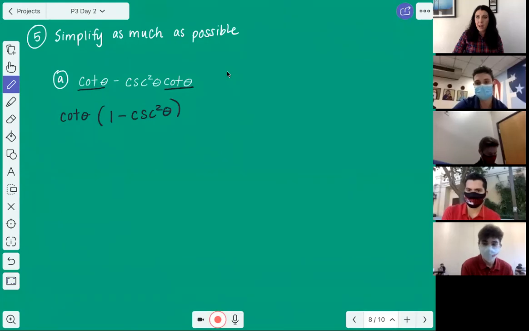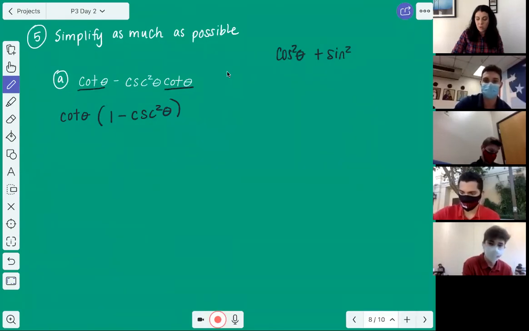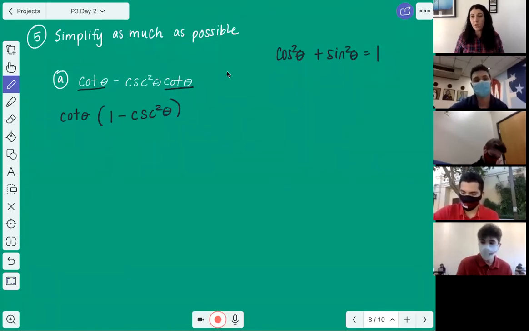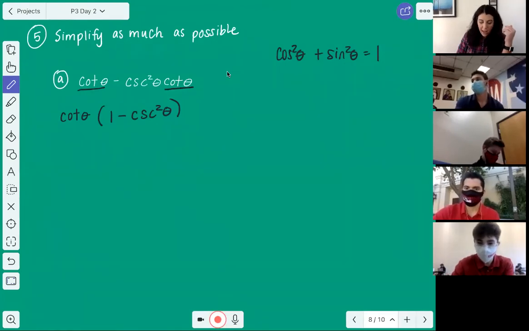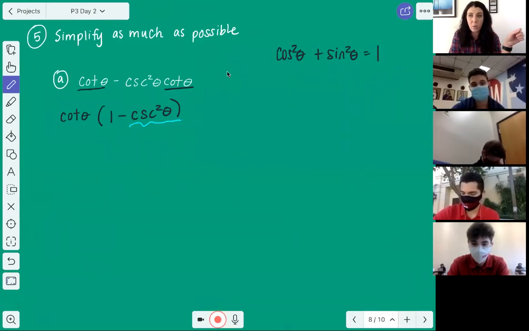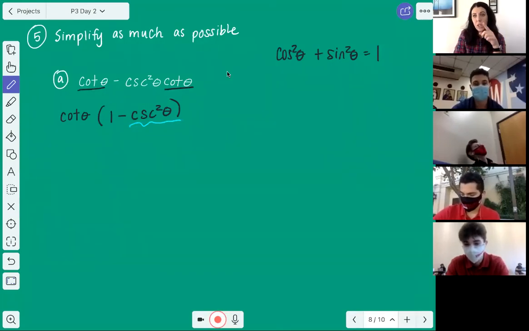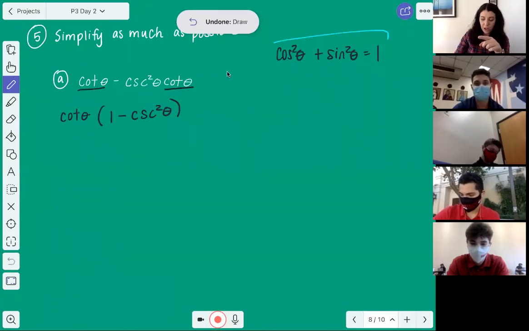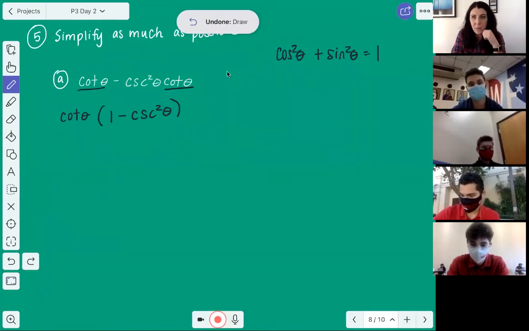So what's our basic Pythag, Dylan? What's our most basic Pythag equation? Cosine squared theta plus sine squared theta equals 1. Yeah, perfect. Okay, so Dylan, here's my question now. I have a Pythag equation in my simplifying that has a cosecant squared in it. What would I do to that original equation over here so that I could get a cosecant squared? How could I get a cosecant squared out of that cosine squared? Would you divide by sine squared?